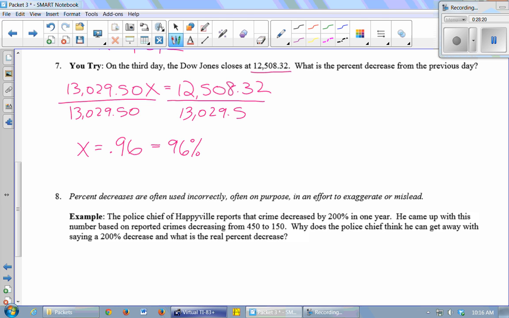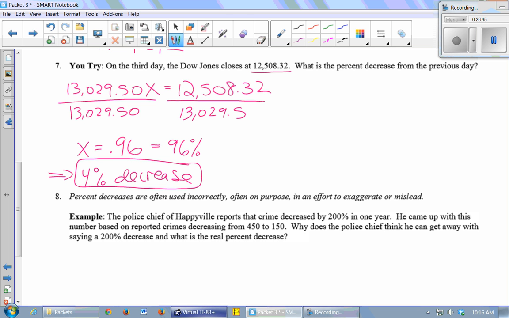So if I only have 96% of what I started with, how much did I lose? 4%. So I have a 4% decrease. I lost 4% because I only kept 96%. So that's one way, to just figure out what the multiplier is and then interpret that multiplier.